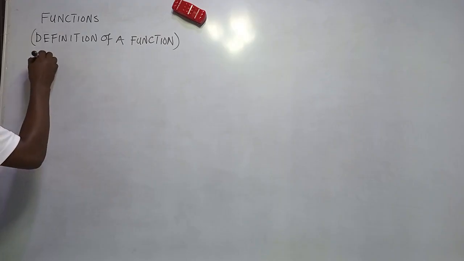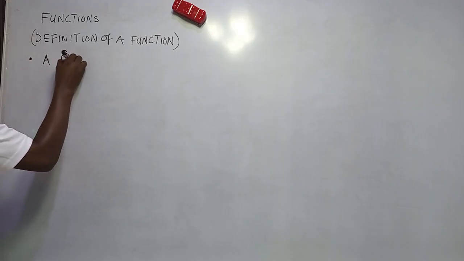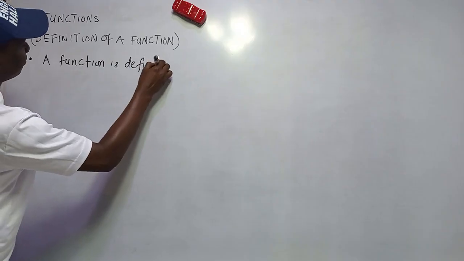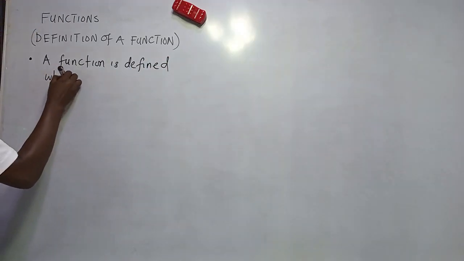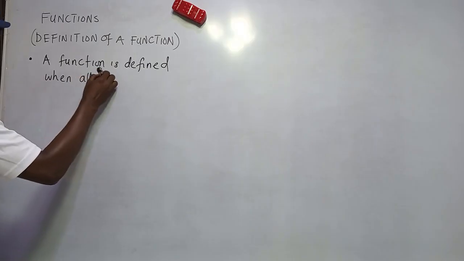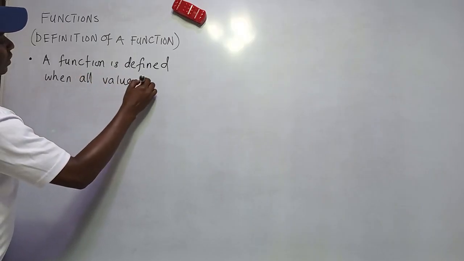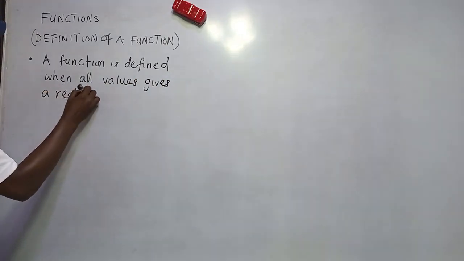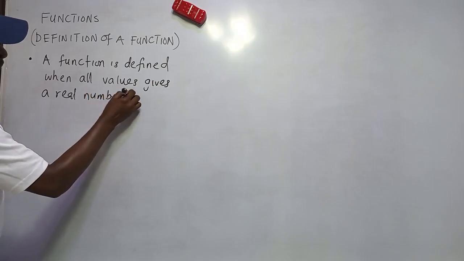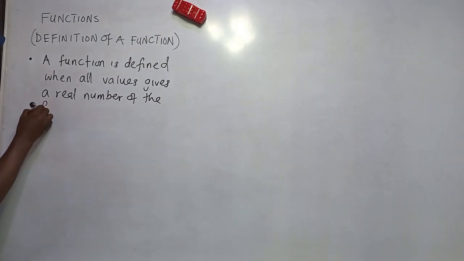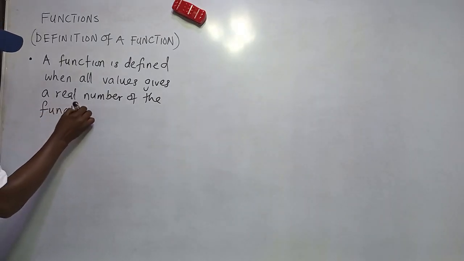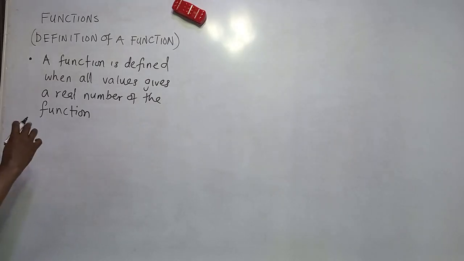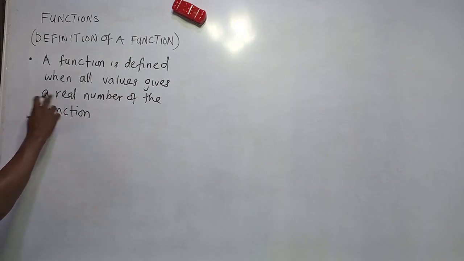Now, a function is defined when all values give a real number of the function. What does that mean? See, a function is defined when all values give a real number of the function.